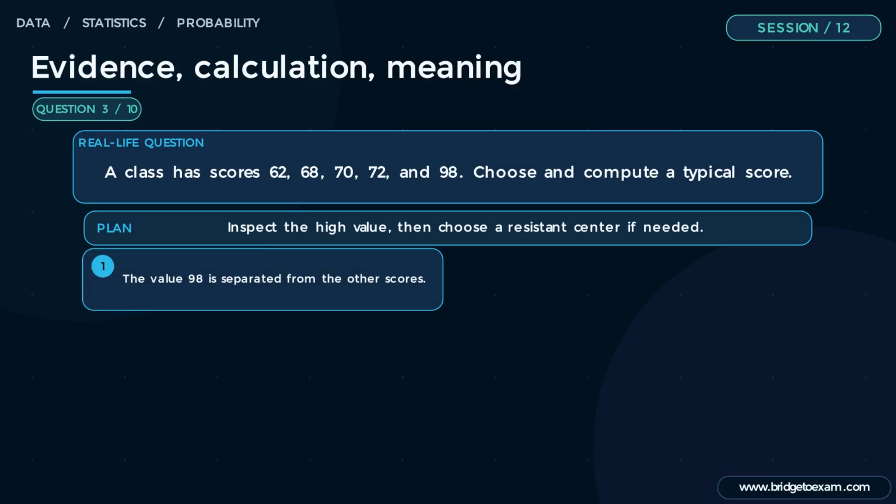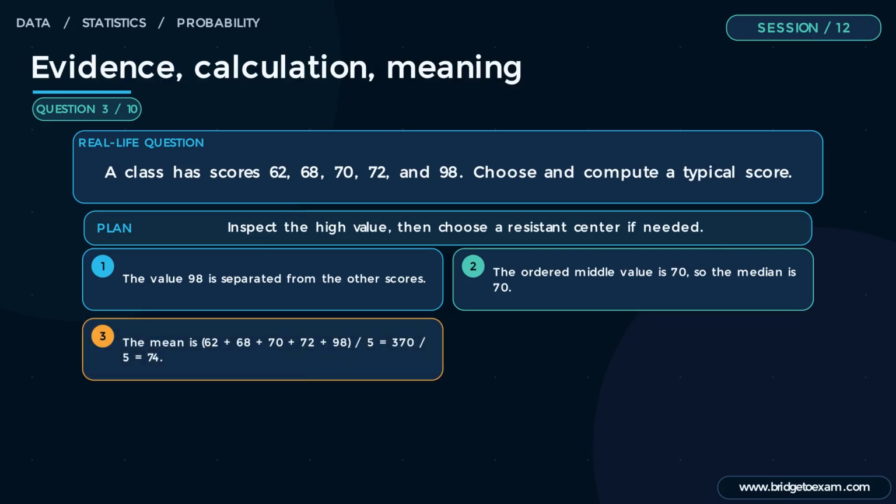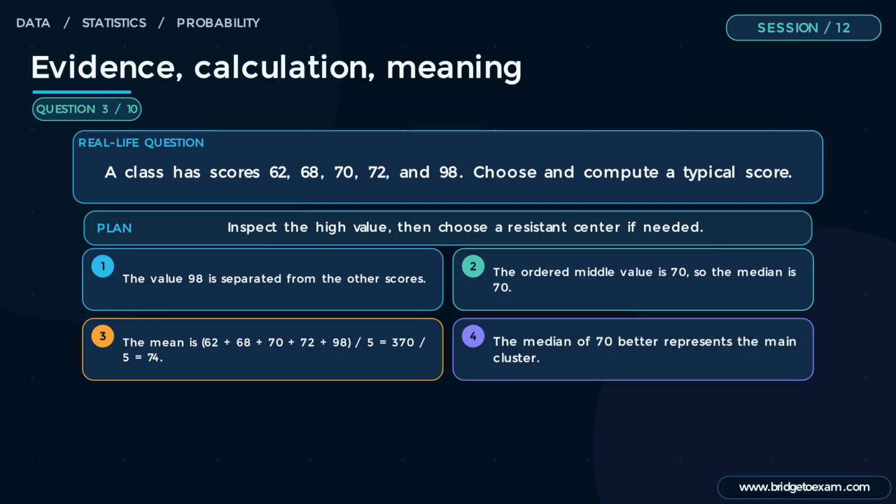Step 1. The value 98 is separated from the other scores. Step 2. The ordered middle value is 70, so the median is 70. Step 3. The mean is 62 plus 68 plus 70 plus 72 plus 98, which is 370, divided by 5 equals 74.